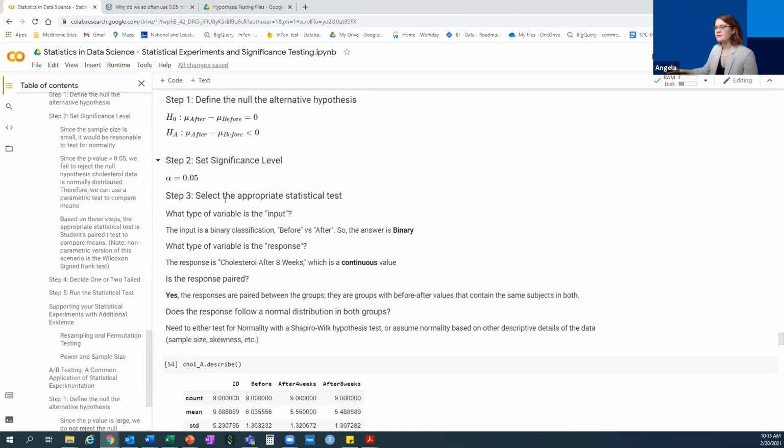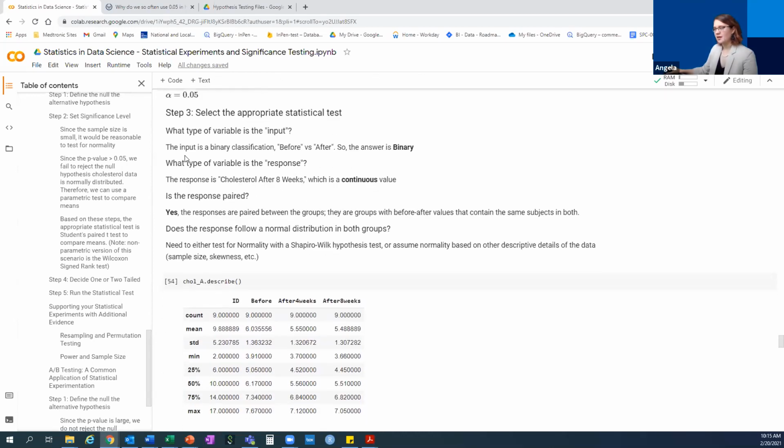We'll set the significance level and select the appropriate statistical test. So the input is before versus after, 2 groups. So the answer is binary. The type of the response, we're going to use after 8 weeks just to allow for a full amount of time for that effect to take place. It's just kind of an experimental choice of mine. And that value is continuous.